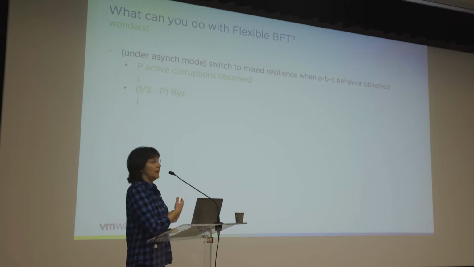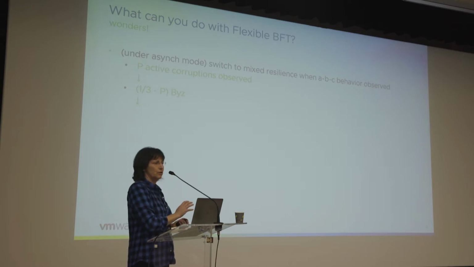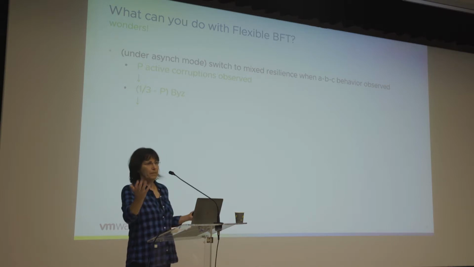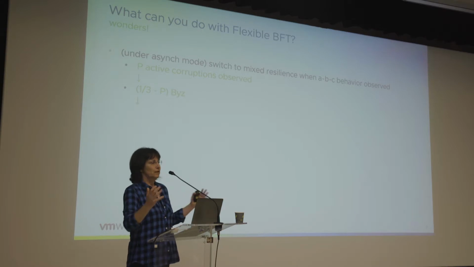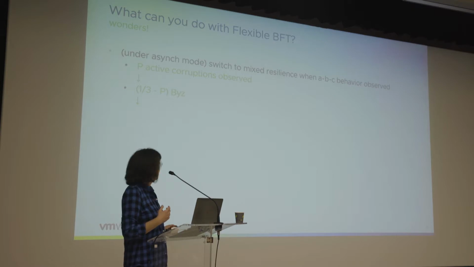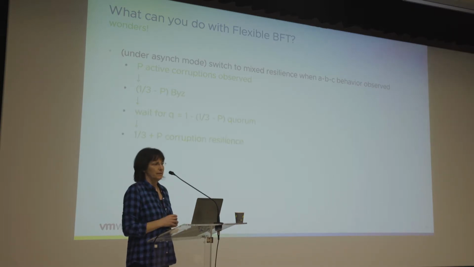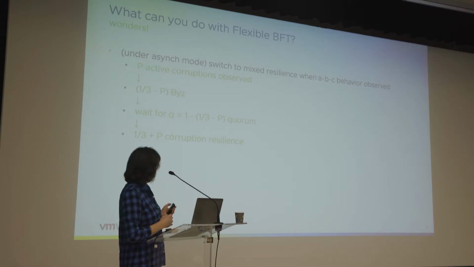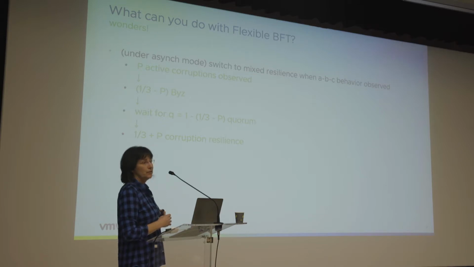But what happens is that you don't get a third overall fault. P plus a third minus P is a third. So you don't get that the sum of the ABCs and the Byzantine is a third. What you get is that a third plus P could be corrupt. Okay, so this is the magic. So you have P that are ABCs, a third minus P that are Byzantine, and something is wrong with the math here, right? A third plus P could be a total of corrupt.